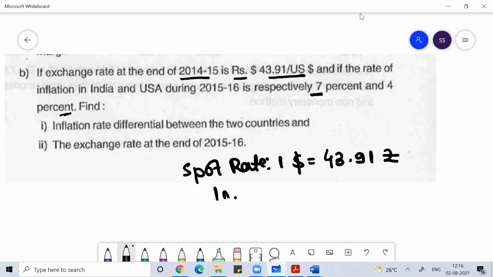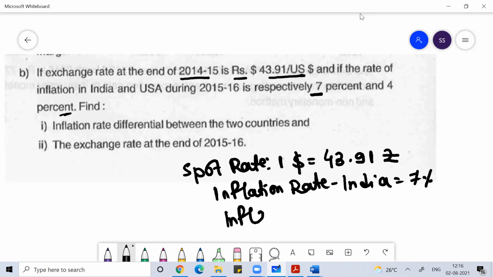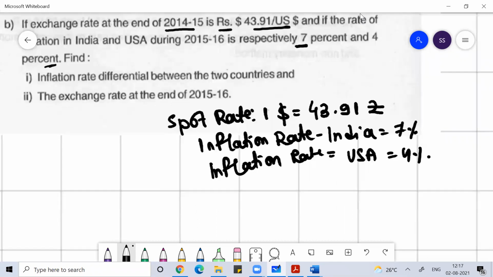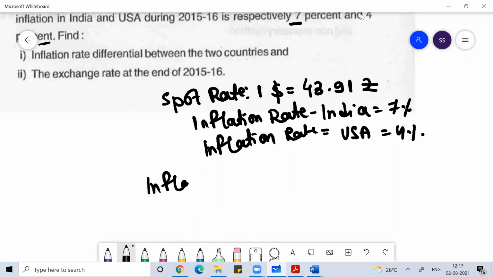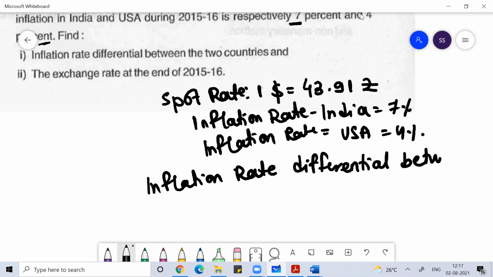So the inflation rate in India is given to you as 7%, and then the inflation rate in US is given to you, that is equal to 4%. So if I ask you, what is the inflation rate differential between USA and India?